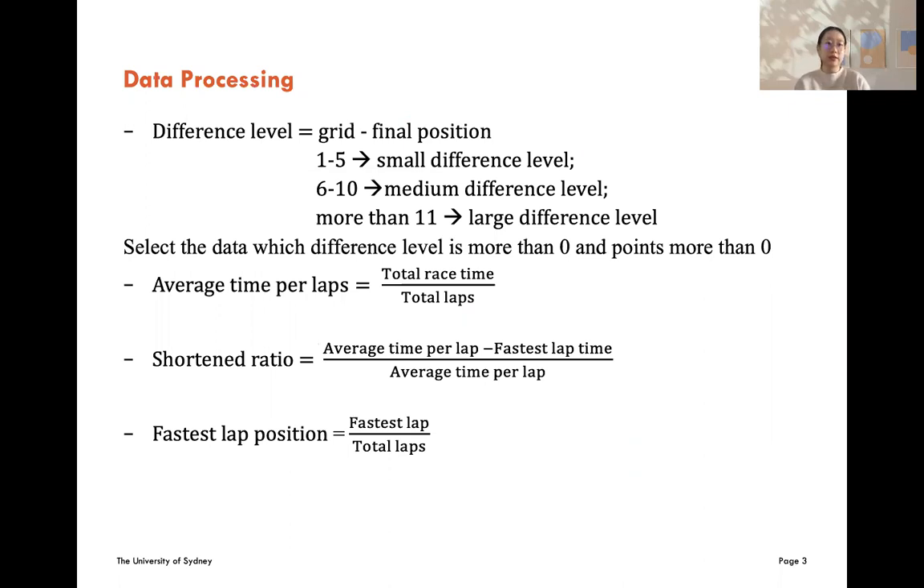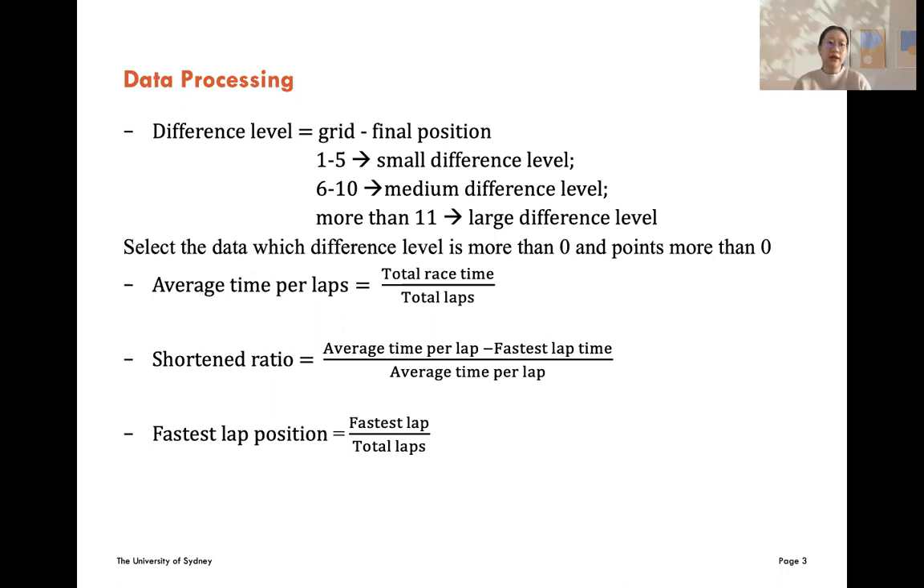First, we calculate the difference level. We use the grades minus the final position, and we select data where the difference level is more than 0, and the points should also be more than 0. This confirms we could use the historical data with the information that the drivers reversed their grades successfully.